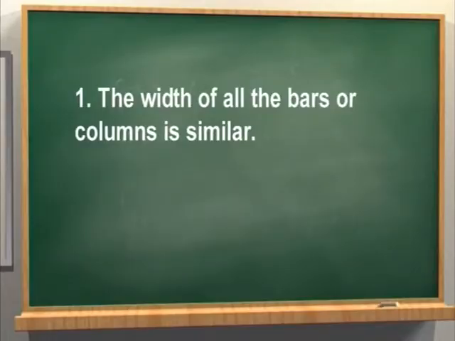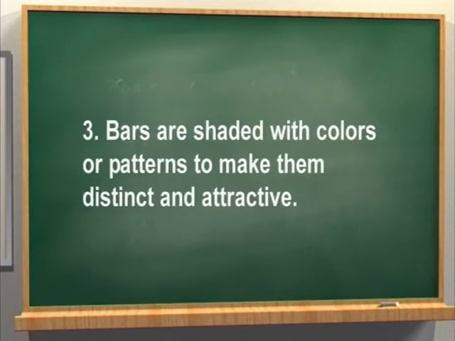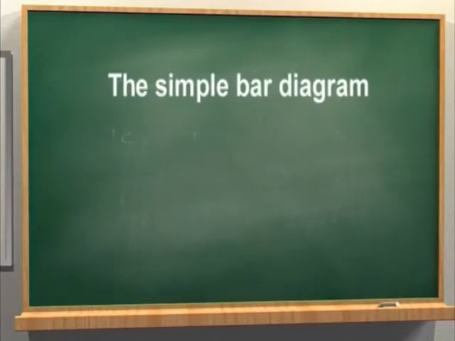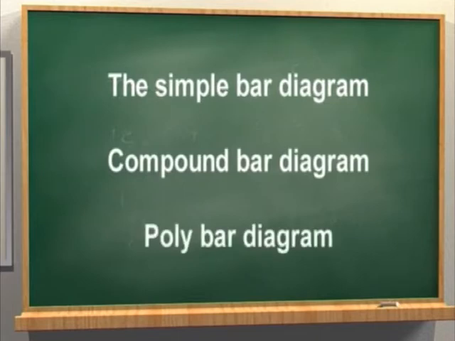The following rules were observed while constructing a bar diagram. The width of all bars or columns is similar. All the bars should be placed at equal intervals or distance. Bars are shaded with colors or patterns to make them distinct and attractive. Three types of bar diagrams are used to represent different data sets: the simple bar diagram, the compound bar diagram, and the polybar diagram. Let us have a look at the simple bar diagram.